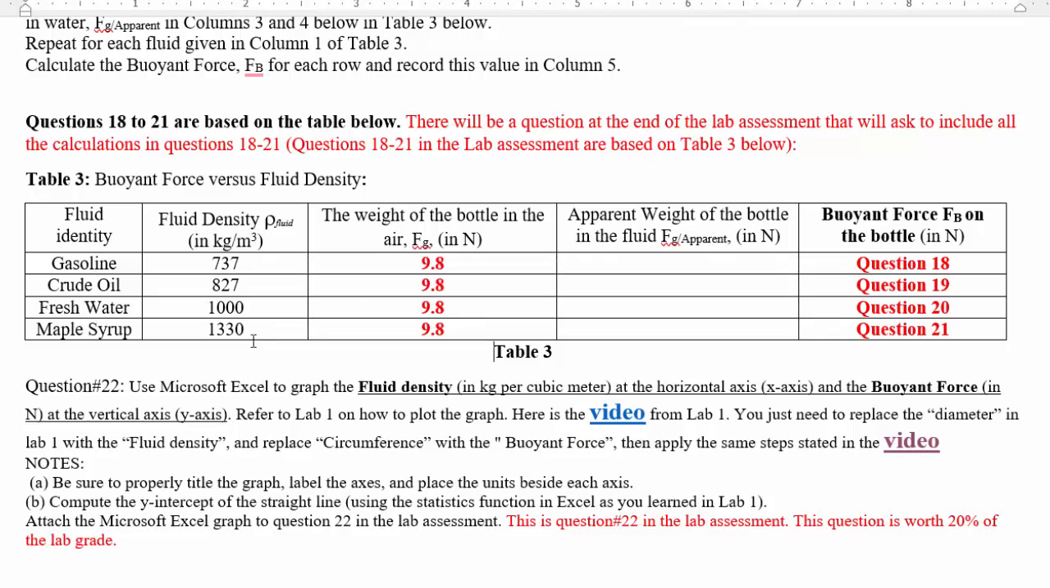In this video, I'll talk about how to analyze this graph, the relationship between the buoyant force and the fluid density, and also on how to find any extra information from this table by analyzing the data.